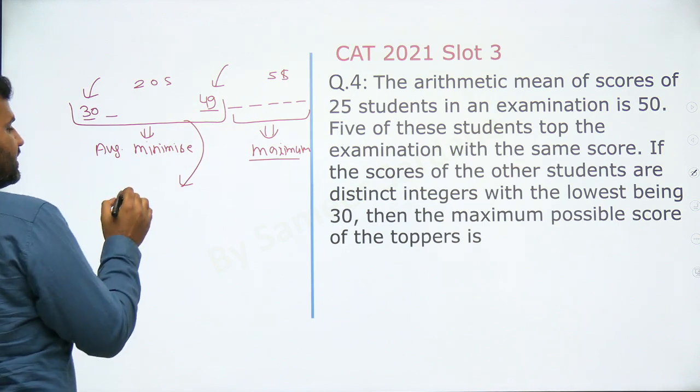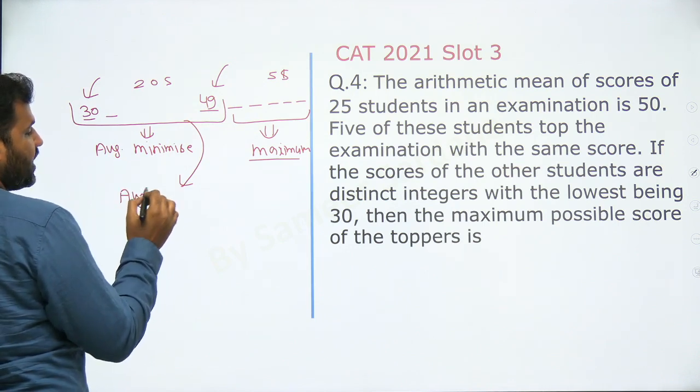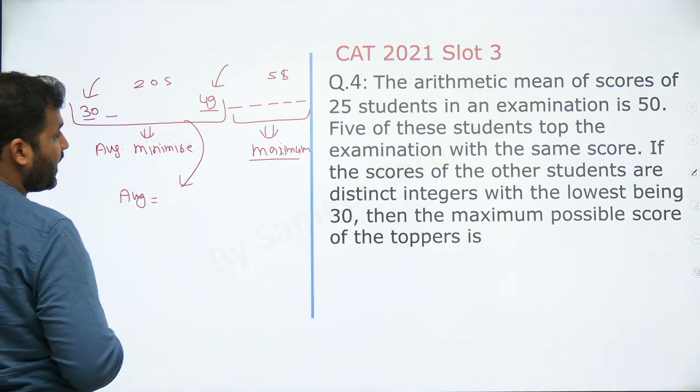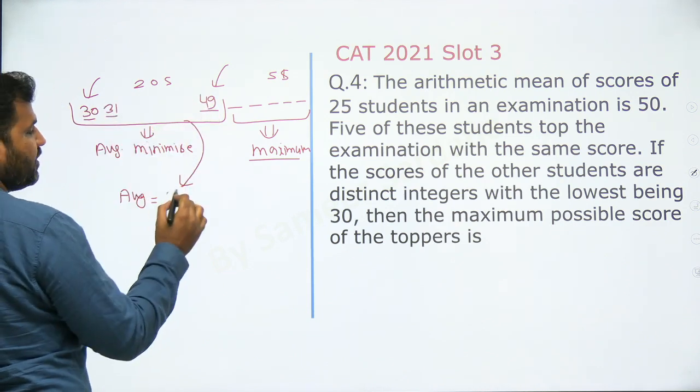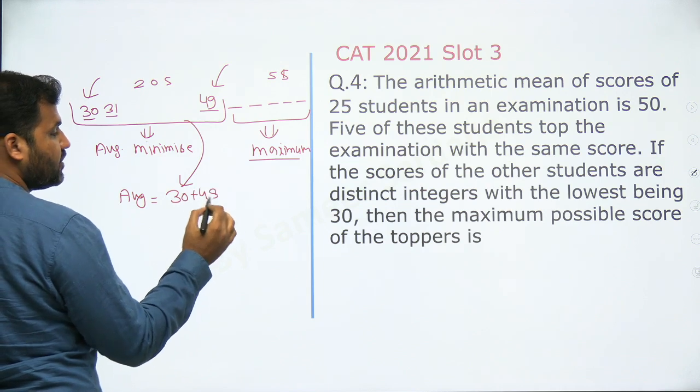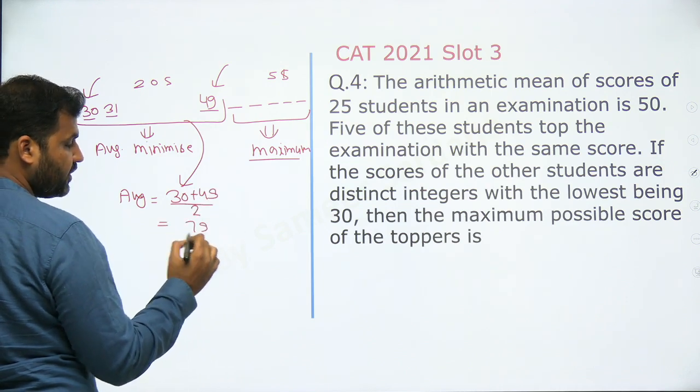Now you tell me this, guys, what is the average of these 20 people? Average of these 20 people is what? Consecutive integers, 30, 31. Average would be the middle number. 30 plus 49 by 2, 79 by 2.